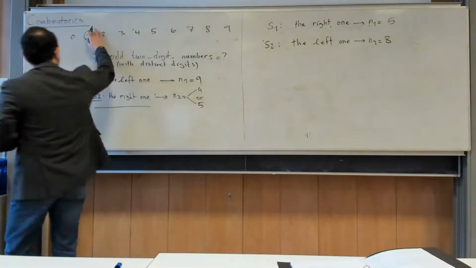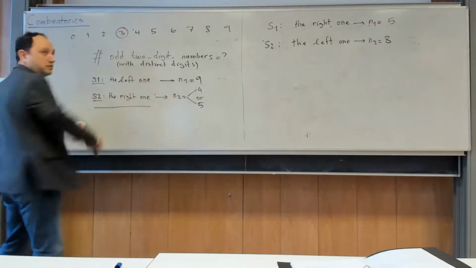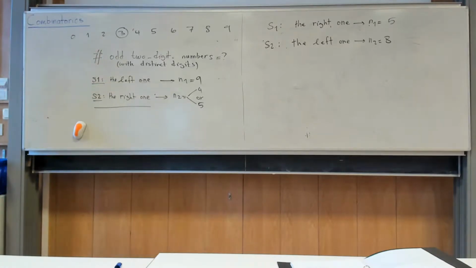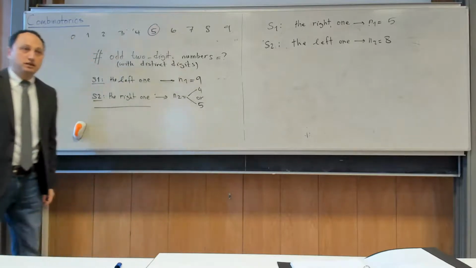Assume that in the first one, I haven't chosen 1. Assume that I have chosen 3. How many options are available for stage 2? Are you with me? How many options are available? 8. Still 8. Assume that I have chosen not 3, I have chosen 5. How many options still? 8.